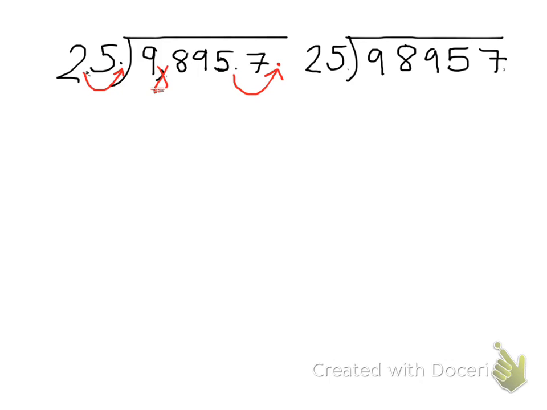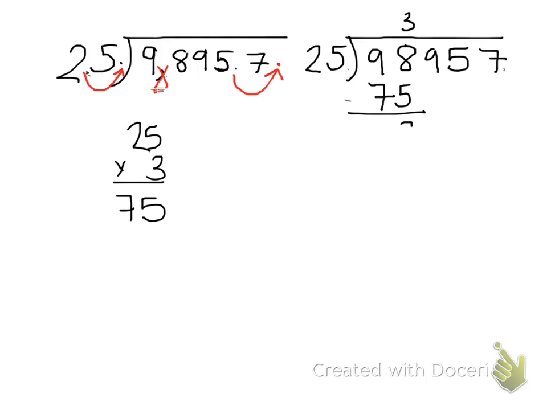Alright, let's get started. Can 25 go into 9? No, it can't, so we're going to move on to 98. How many times can 25 go into 98? Well, I know that 25 times 3 is 75. So 25 can go into 98 3 times, and 3 times 25 is 75. 8 minus 5 is 3, and 9 minus 7 is 2. Now we have 23.